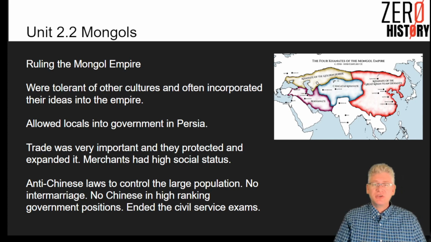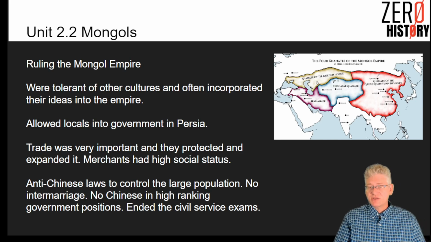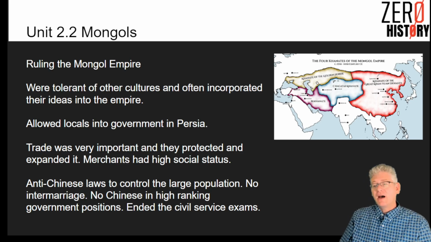Coming up in Unit 2, we're going to be taking a look at a couple of other trade networks, such as the Indian Ocean Trade Network, as well as the Trans-Saharan Trade Network. We'll be checking all those out really, really soon.